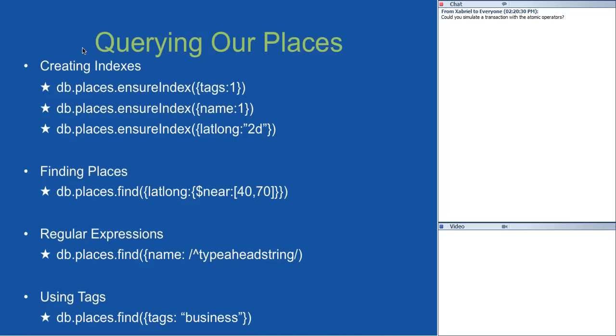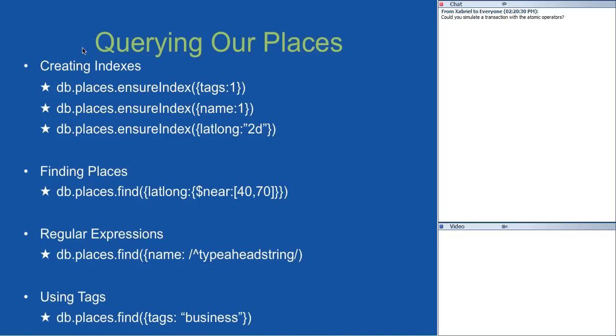So if we want to find places nearby, then we just run that command, db.places.find, and then we specify lat long, and then we use $near, so that's the near operator. And we give it our location, and it will return places closest to us.